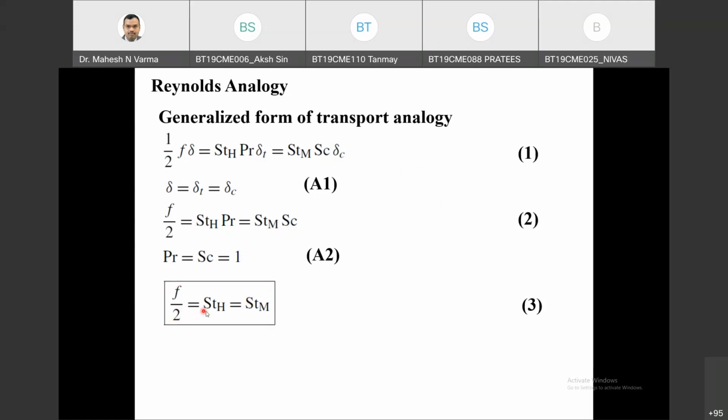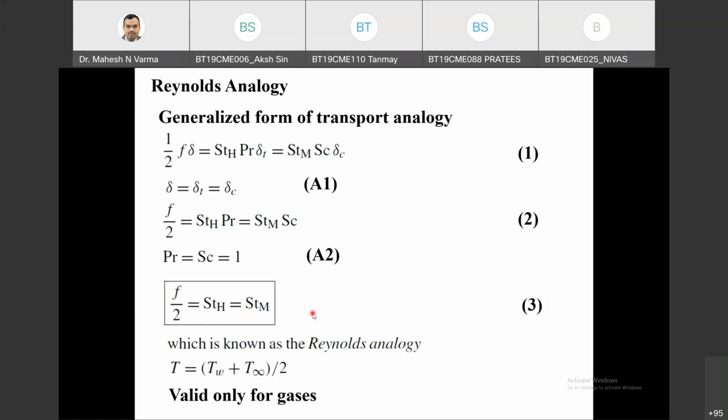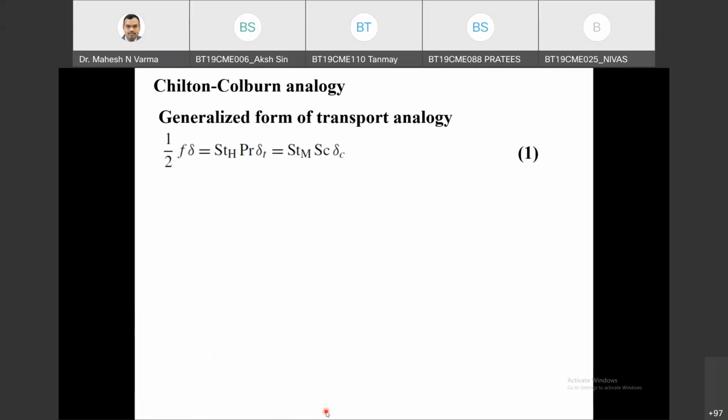F by 2 equals the Stanton number for heat transfer equals the Stanton number for mass transfer, which is known as the Reynolds analogy. Certainly, this is good within the limitation of the experimental observation from which Reynolds gave this analogy. All the properties are estimated at average temperature, and this is valid only for gases. Then Chilton Colburn added.